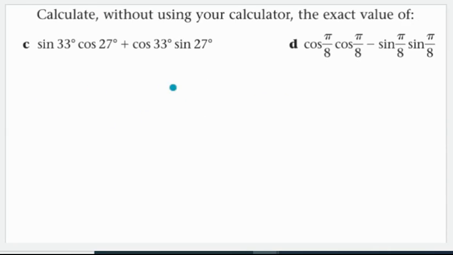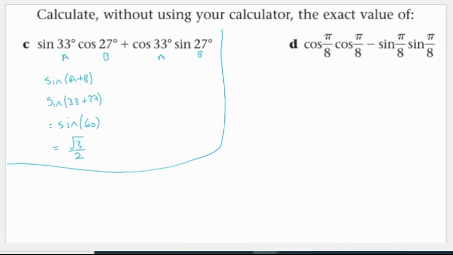Lovely stuff. Let's move on to the next one. Again, without using the calculator. So we see here sine A cos B plus cos A sine B. This is the expansion of sine of A plus B. And that in particular is sine of 33 plus 27, which is equal to sine of 60, because 33 plus 27 is 60. And sine of 60 is root 3 over 2.